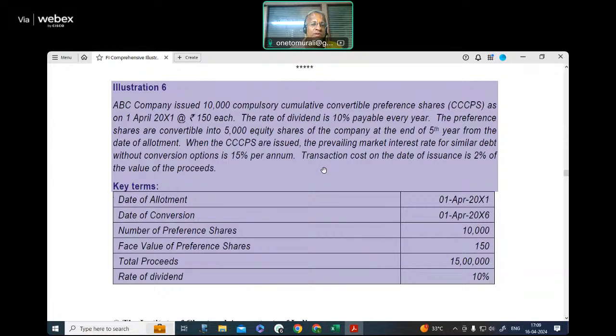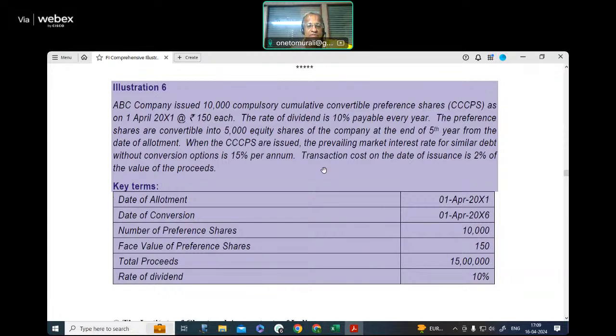ABC company issued 10,000 compulsory cumulative convertible preference shares, CCCPS, as on 1st of April 19X1 at the rate of 150 each. The rate of dividend is 10% payable every year. The preference shares are convertible into 5,000 equity shares of the company at the end of the 5th year from the date of allotment. When the CCCPS are issued, the prevailing market interest rate for similar debt without conversion option is 15%. Transaction cost on the issuance is 2% of the value of the proceeds.